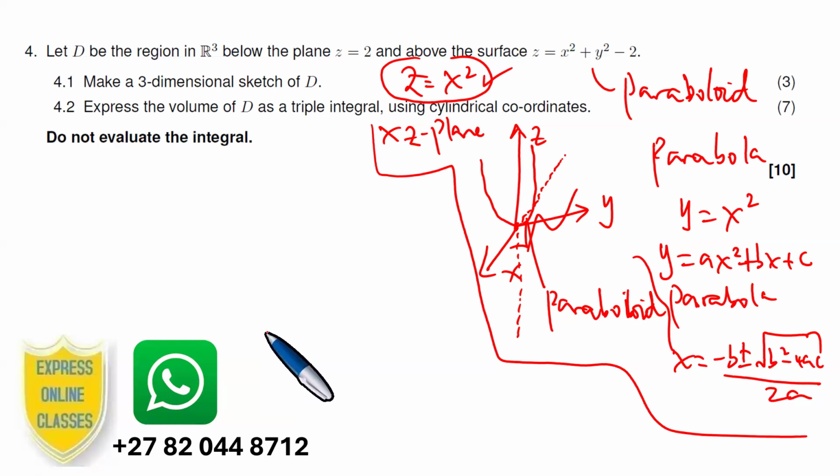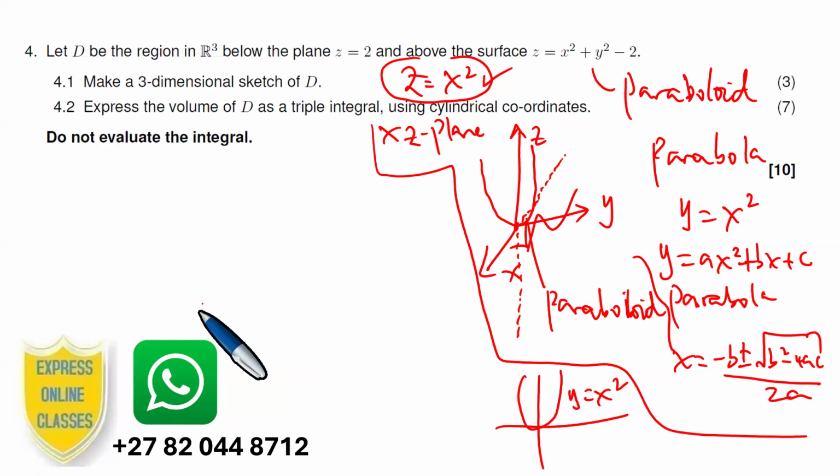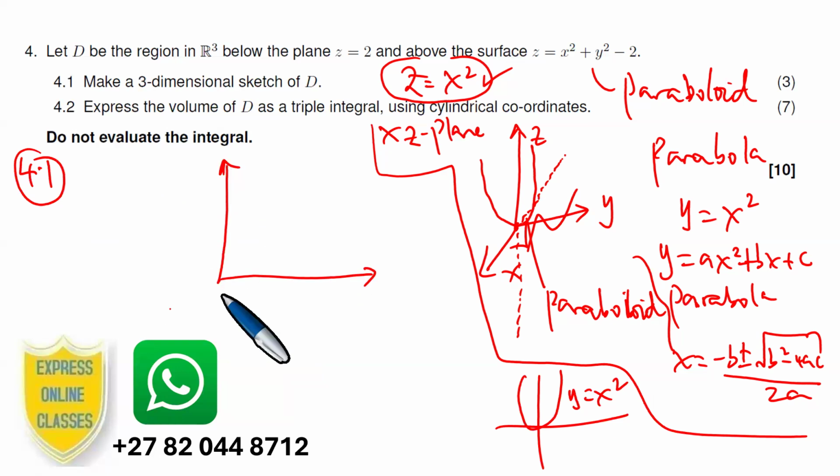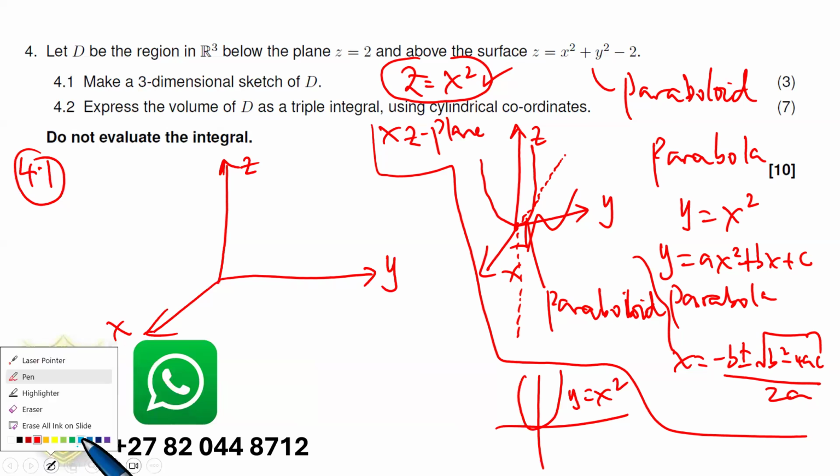Right, the question is, how do we sketch this here? How do we sketch? Okay, the way we sketch a parabola, we have x and y, then we do this, and then that is the parabola, like y equals x squared. Right. So now let us look at 4.1. So to sketch a parabola, this is in three dimensions. So we're going to have this z, y, x.